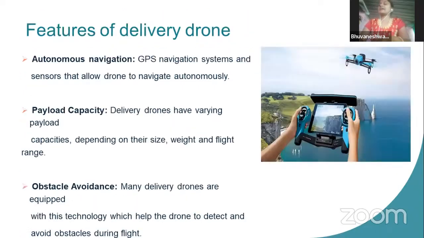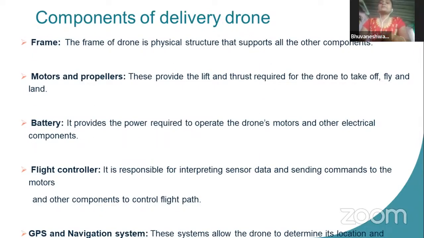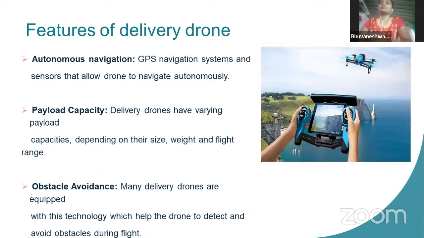Then GPS and navigation system. GPS and navigation system helps the drone know at which place the drone is moving, and the navigation system helps the drone reach its destination place. So the delivery drone can move to good and specific places. This is about the components of a delivery drone, and the next slide will be continued by my teammate Chaitra.